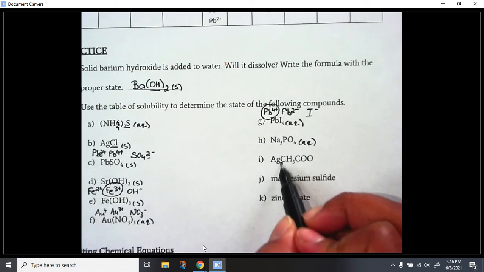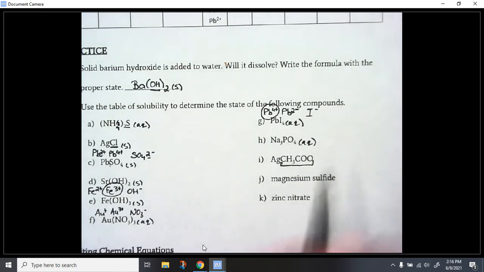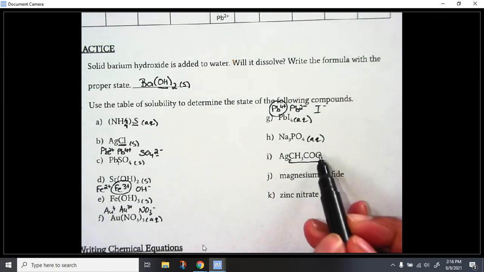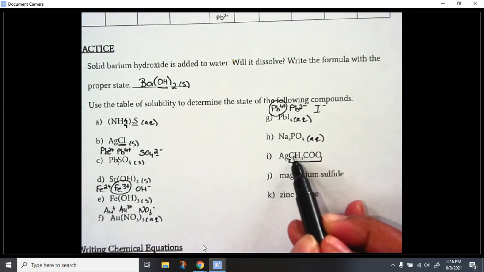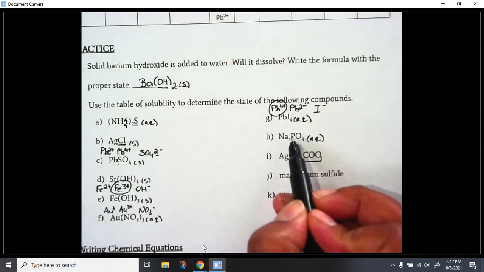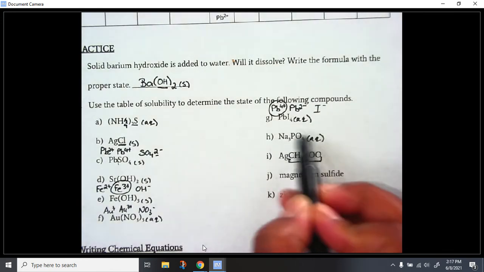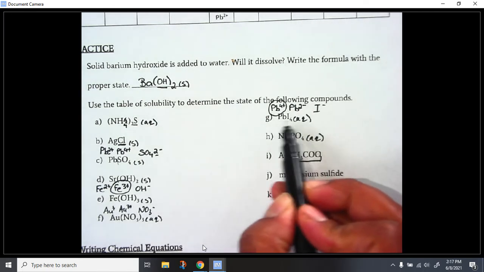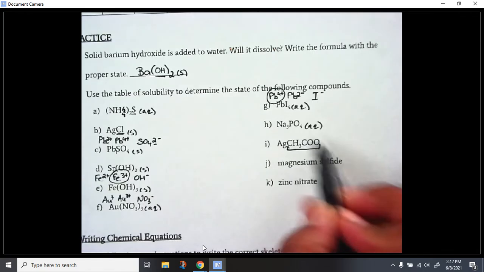Silver acetate. Okay, so I'm going to look up, this whole thing here is the polyatomic ion. Remember, when you're looking at a formula, if there's more than 2 capital letters in the formula, 1, 2, 3, 4, 5, 6, that tells me that something here is a polyatomic ion. Look at this one here, 1, 2, 3. That told me that something here is a polyatomic ion. This one only has 2. So nothing's a polyatomic ion. So this whole thing here is a polyatomic ion.